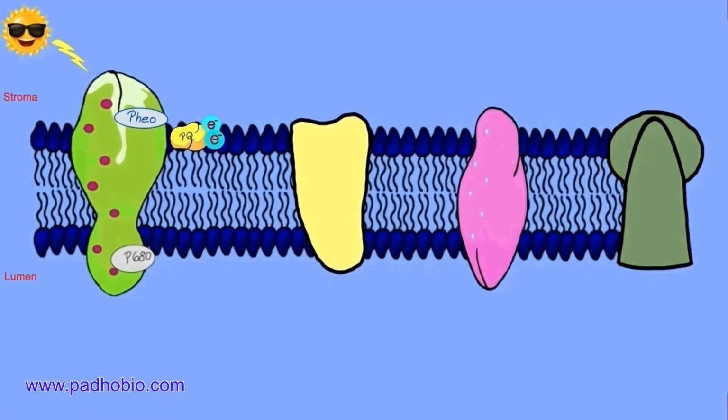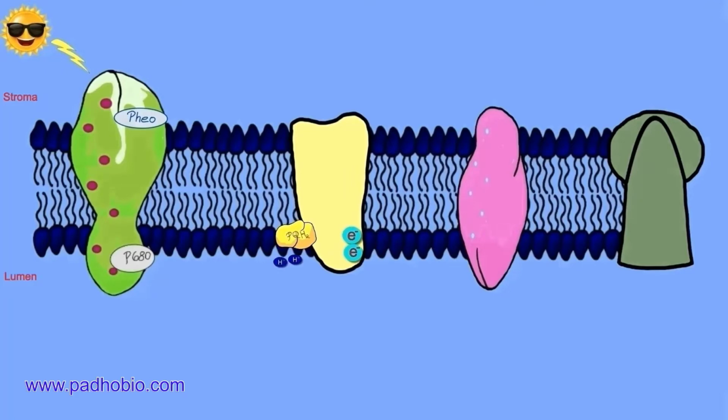After getting these electrons and 2 protons from the stroma, plastoquinone is now converted into plastoquinol H2 and it reaches cytochrome b6f. When plastoquinol H2 gives its 2 electrons to cytochrome b6f, it also transfers those 2 protons into the lumen and is now converted back to plastoquinone, that is PQ, and is ready for a new cycle again.